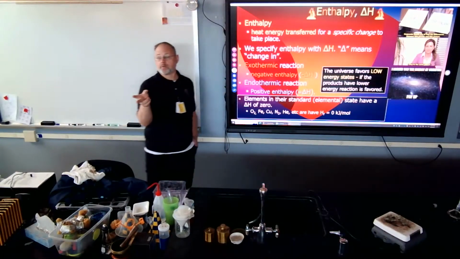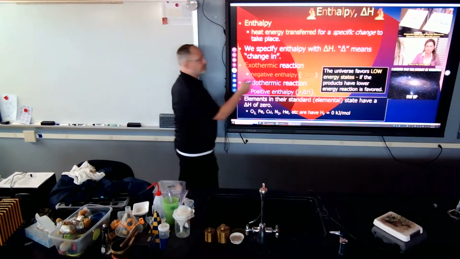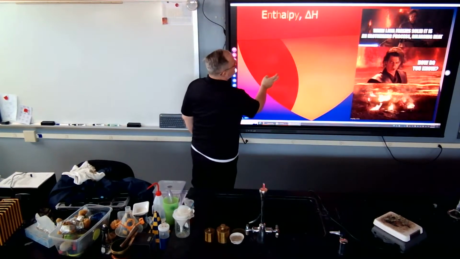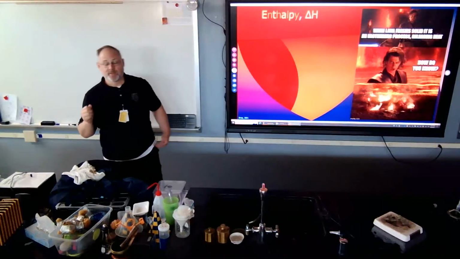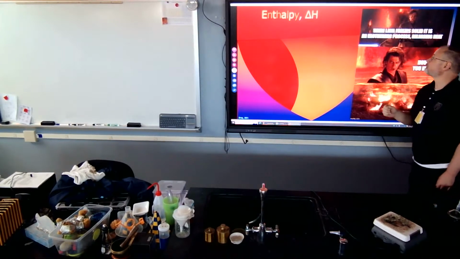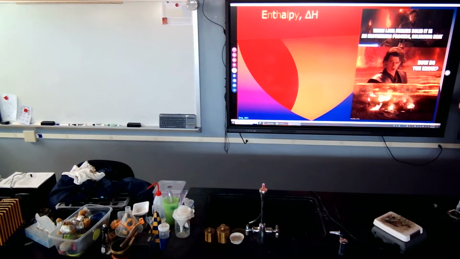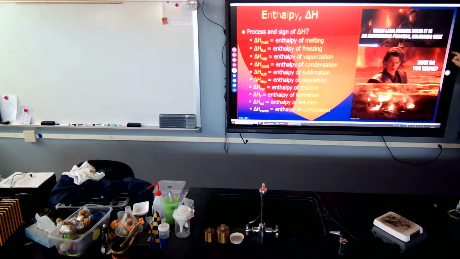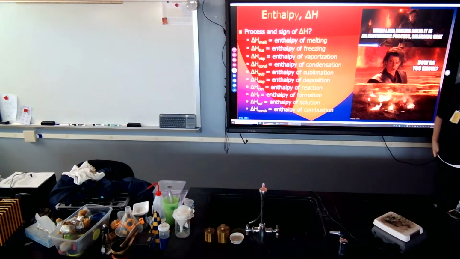Other questions before we move on? Okay. So here's a bunch of enthalpy types, and you're going to very quickly notice the pattern. But let's look at a few of these. When lava freezes solid, it's an exothermic process. Even lava? Yeah. When lava, which is very, very hot, freezes solid, it's still an exothermic process, just like an ice cube. Okay. Enthalpy of melting and enthalpy of freezing. This is just solid to liquid and liquid to solid.